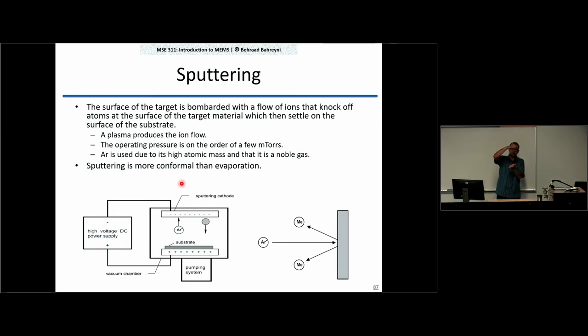And considering that the source and the target and the substrate are usually tens of centimeters apart, few centimeters apart, when a particle leaves your source, it typically goes through a few collisions before it lands on your substrate. And because of that, there is some randomness to its orientation, and because of that, it covers the side walls of the structures as well as the bottom and flat surfaces. So you get a more conformal film, you get a more uniform film, which is beneficial in a lot of situations.